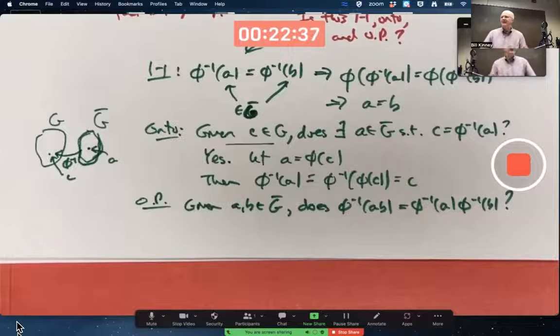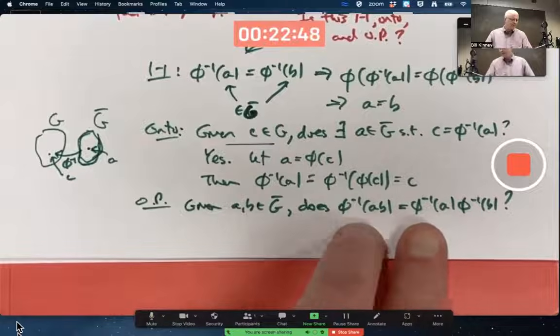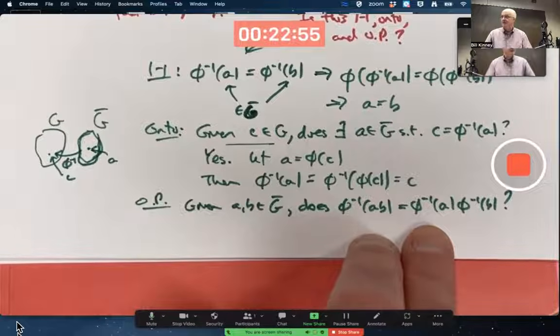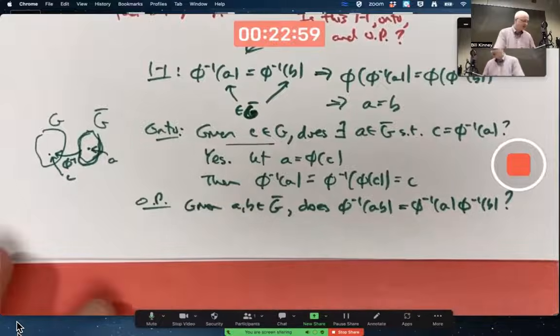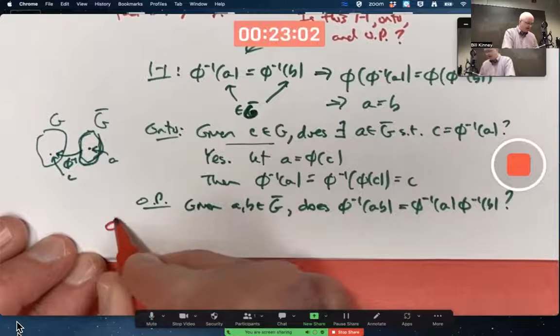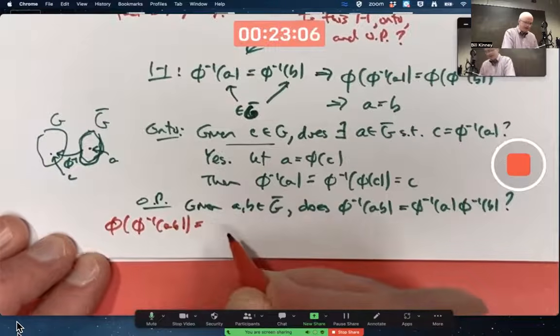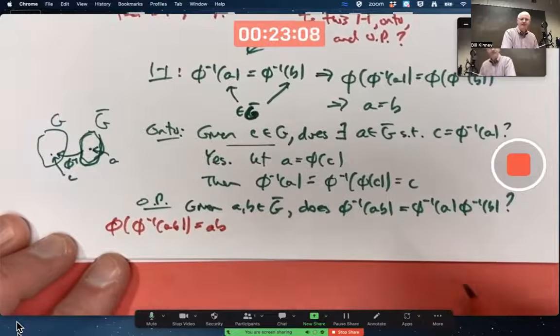Probably I need to use the fact that phi is operation preserving somehow, and again, that they're inverse functions of each other. So maybe what I should try is applying phi to both of these things individually and see if I get the same thing. And if I do, that must mean these things are the same because phi itself is one-to-one. Yeah, I think that's the best strategy. Phi of phi inverse of AB, by definition of inverse functions, is AB.